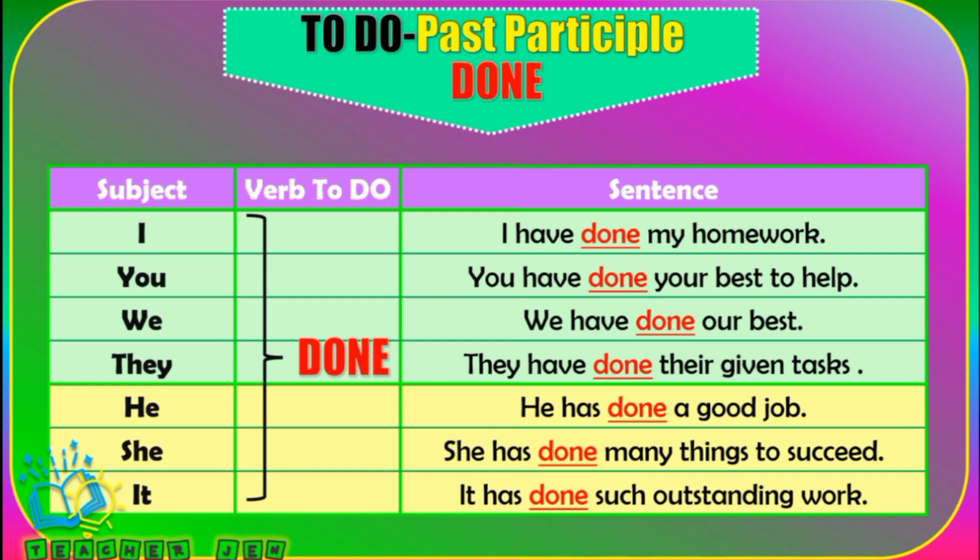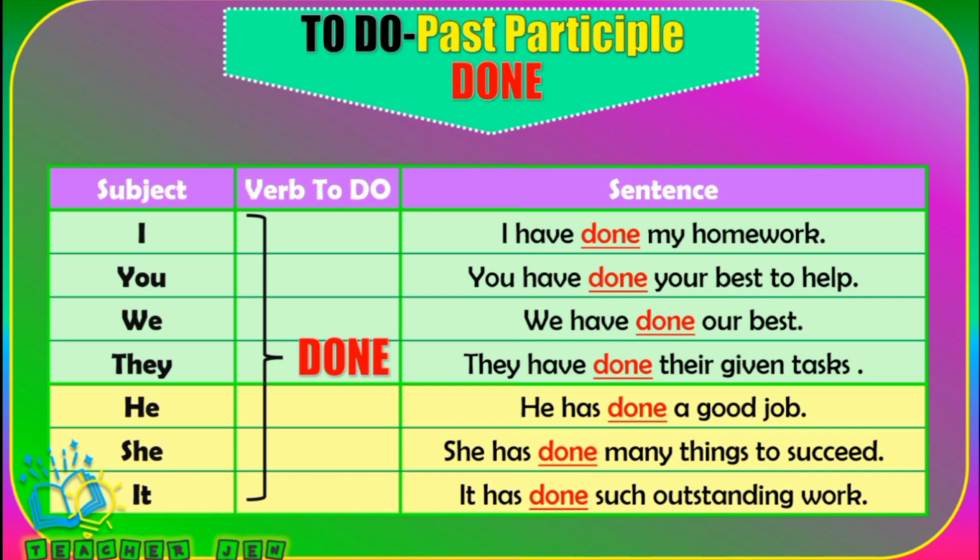Here, the sentences use the singular form of the verb to have, which is has, followed by the past participle done. Take note that we use this for singular subjects and personal pronouns such as he, she, and it. So we say, he has done, she has done, it has done.